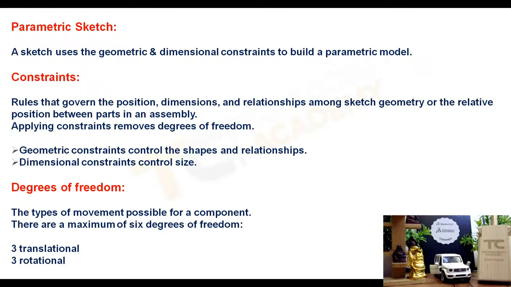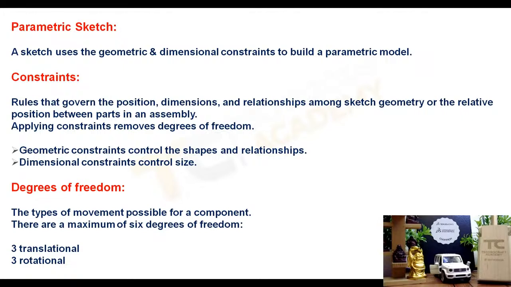Next, the degrees of freedom. What are degrees of freedom? Assume you keep a component in space. The number of possible ways that particular component can move are the degrees of freedom. So in short, it can move in all 6 degrees.